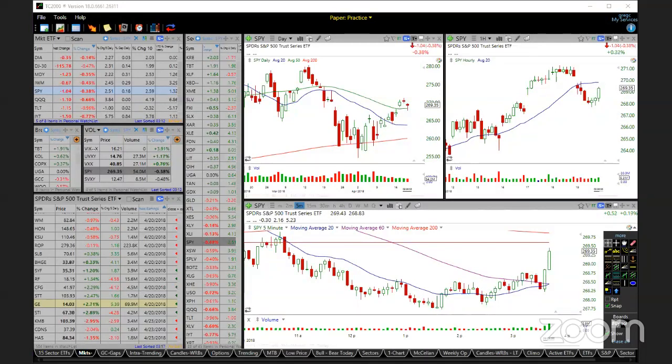Yeah, okay, enough of travel. Let's see if we can make some money. All right, so wow, this pop on the spiders now is a big bottoming tail.